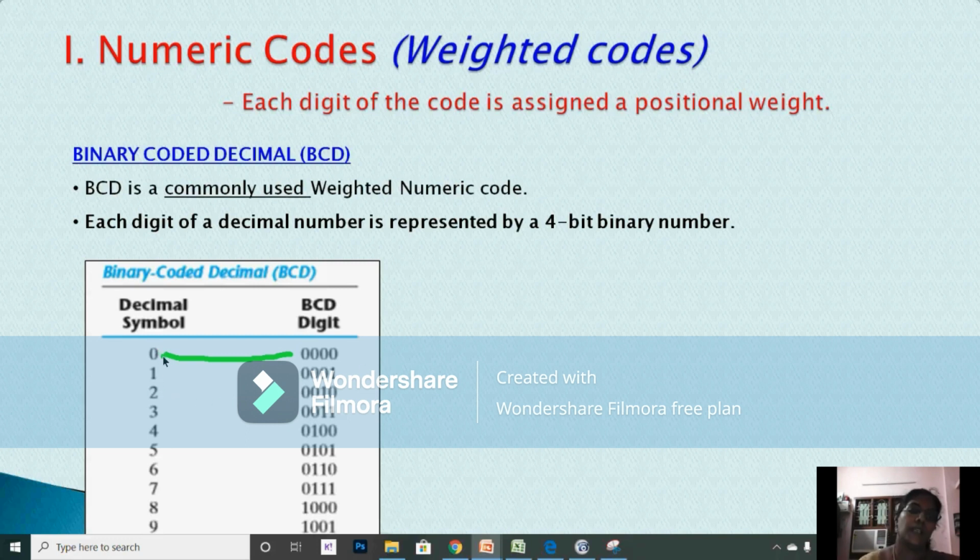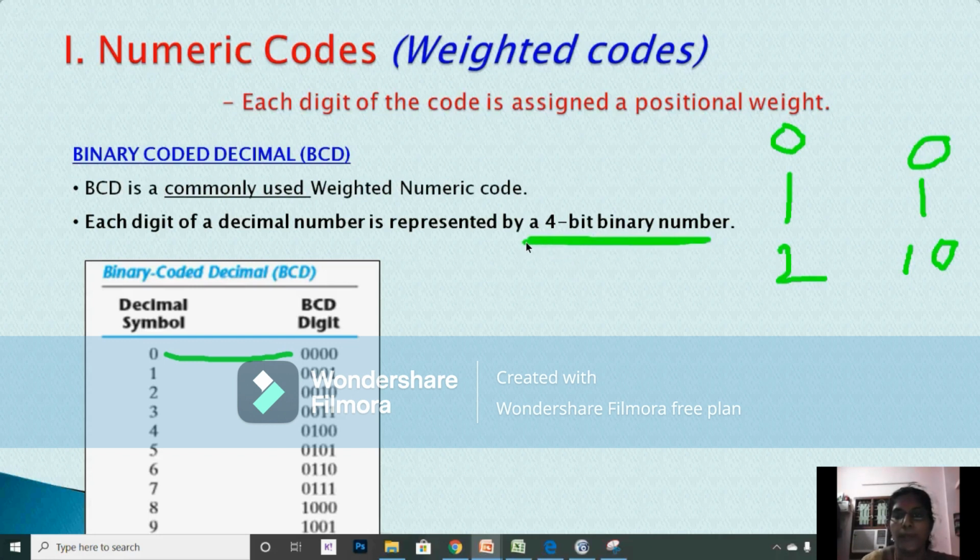Now for decimal 0, what is the binary? Decimal 0 means binary 0. Decimal 1, its equivalent binary is 1. But decimal 2, its equivalent binary is 10, we studied already. But we need to represent it in 4-bit binary. Be clear about this. BCD means every decimal digit has to be represented in a 4-bit binary number.